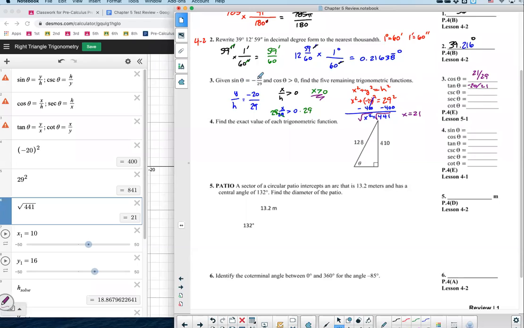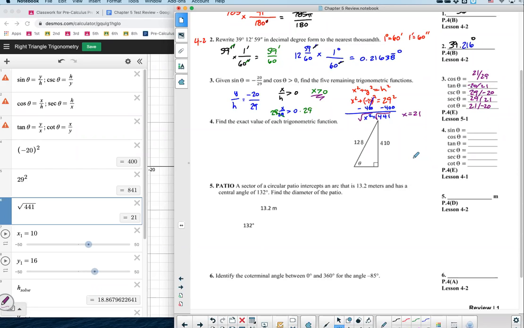Cosecant would be the reciprocal of sine, H divided by Y. Secant would be the reciprocal of cosine, so it'd be H divided by X. And cotangent is the reciprocal of tangent, so it'd be X divided by Y. And those would be my values there.